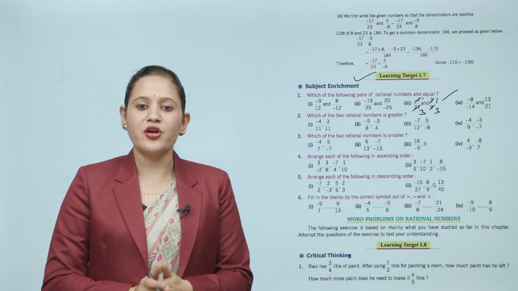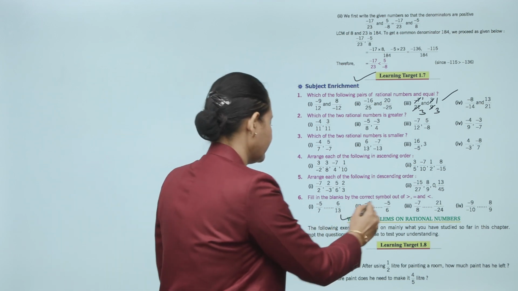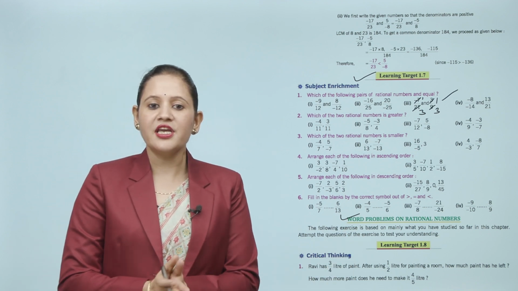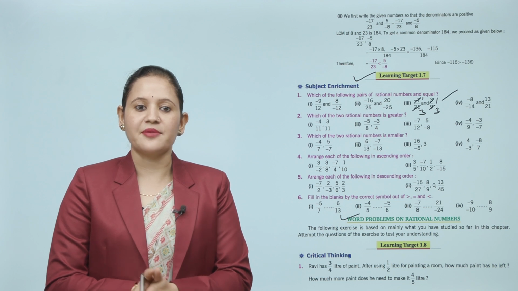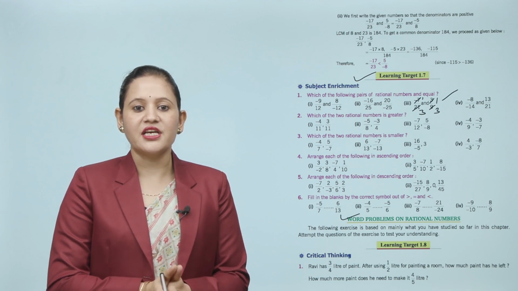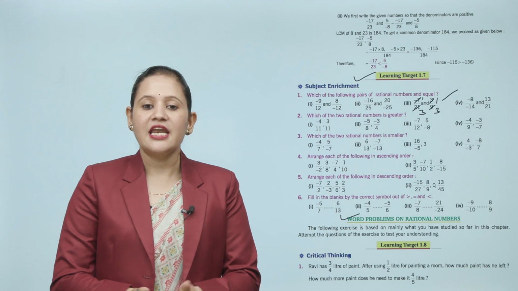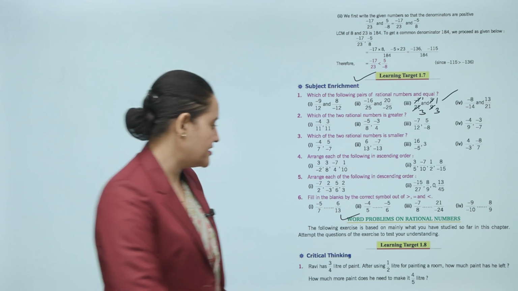Next, word problem on rational number. The following exercises is based on mainly what you have studied so far in this chapter. Attempt the questions of the exercise to test your understanding. Next, learning target 1.8.